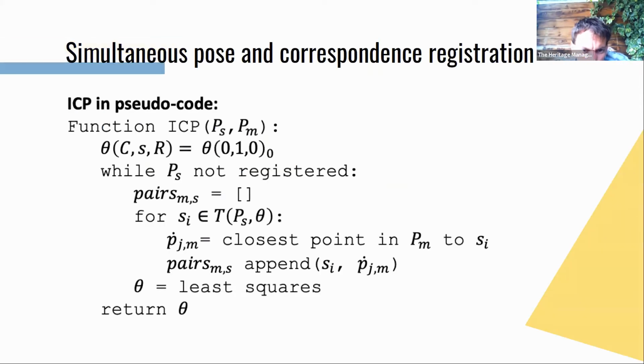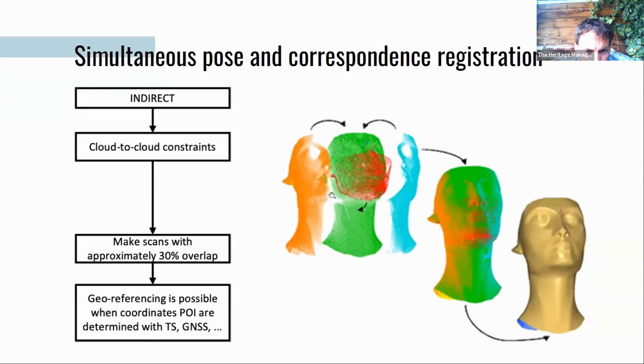So here, just in pseudocode, is what's happening. We have our slave, we have our master. We will look for correspondence. So we have closest points between the master and the slave. And all these distances between the corresponding points of the master and the slave should be minimized as long as a certain threshold is not reached.